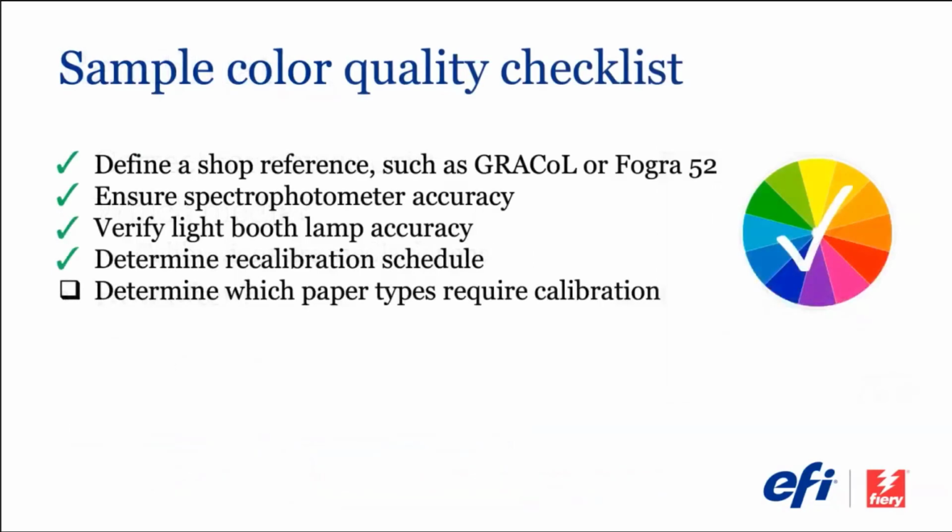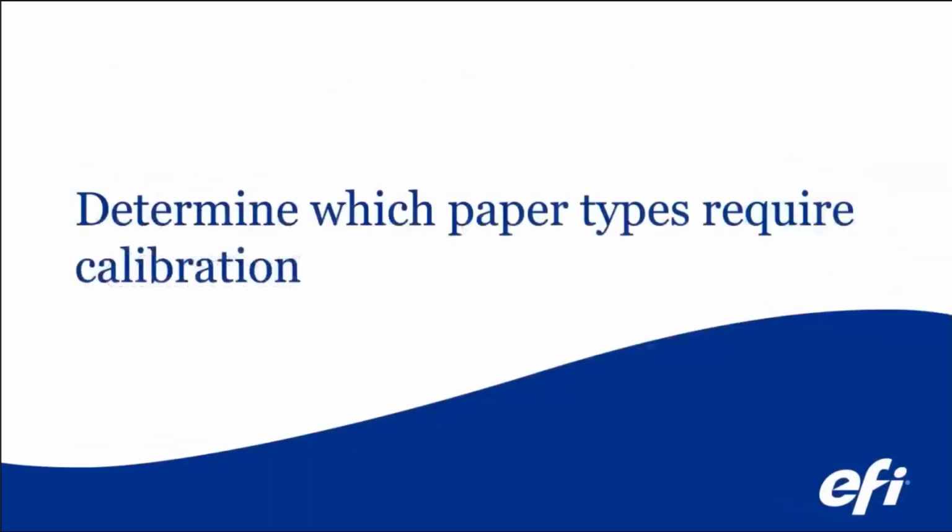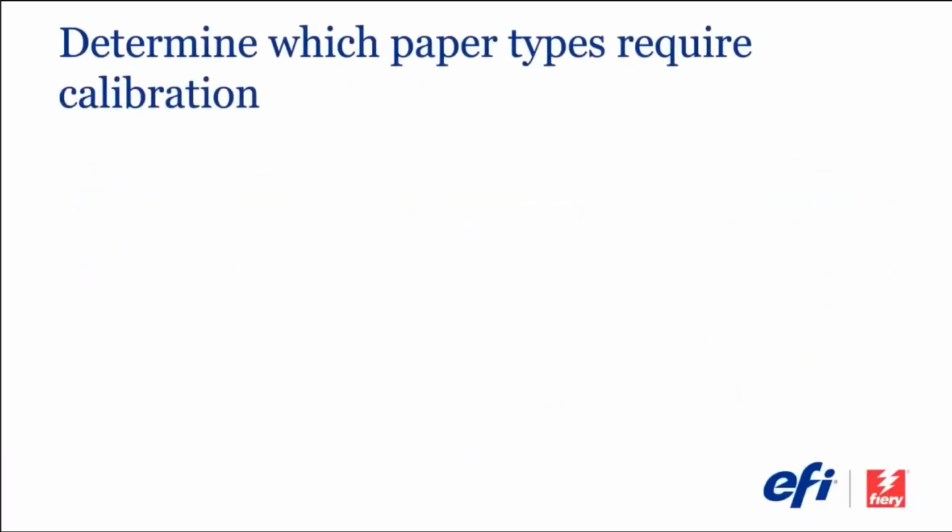Okay, so we've determined our recalibration schedule. Now we have to determine which paper types we want to perform the recalibration process on, or, if we haven't done it, actually build calibrations for. To determine which media we want to use, you want to first look at your primary media. What is most of your work printed on? That might be one you would select to perform the recalibration process on.